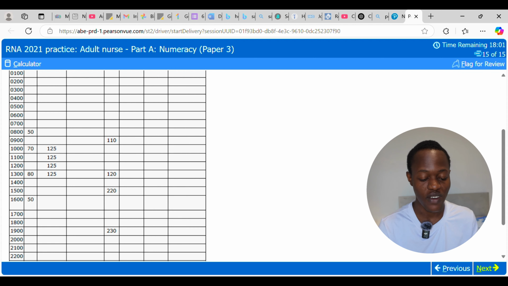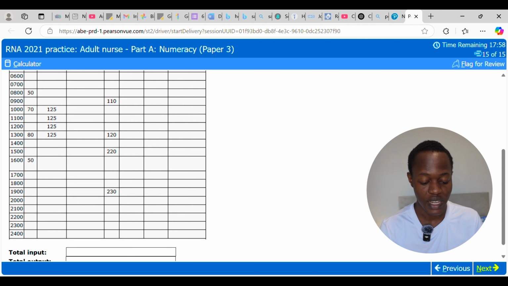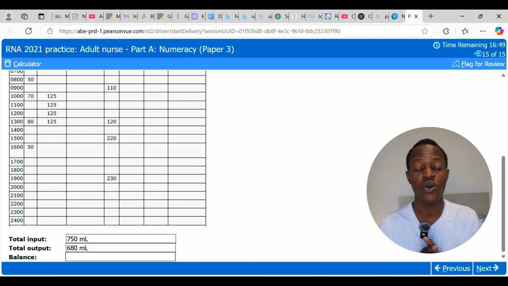I will just go ahead now and add everything up, and I'll put them here. So I have calculated all inputs to be 750 ml and all outputs to be 680 ml. And then I am now going to subtract them from each other, and my answer is 70 ml. The input is greater than the output, which means that the person gained fluid. So I'm just going to go ahead and put plus 70 ml.